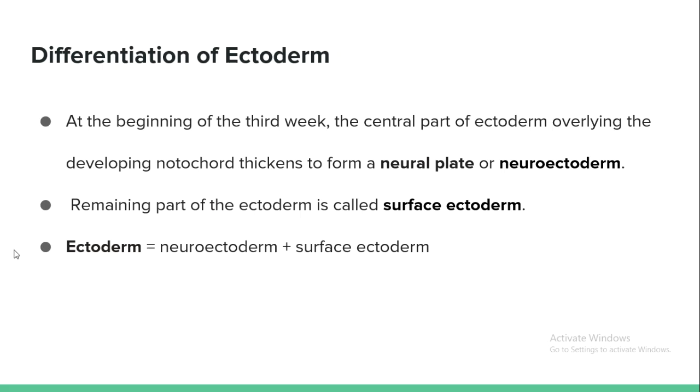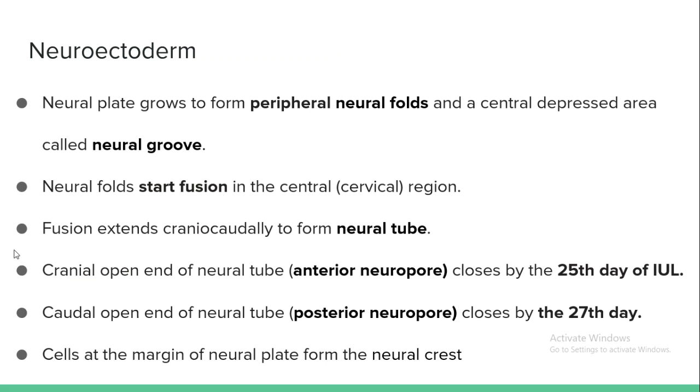And then what happens after the neural plate has thickened? Always know that the remaining part of the ectoderm is called the surface ectoderm. The ectoderm is formed as a result of the neuroectoderm combining with the surface ectoderm. As you see, ectoderm equals neuroectoderm plus the surface ectoderm.